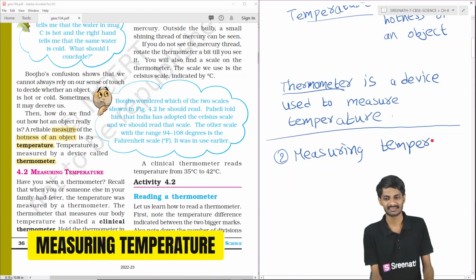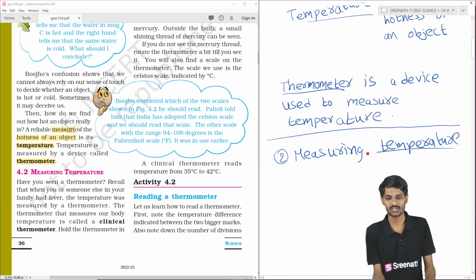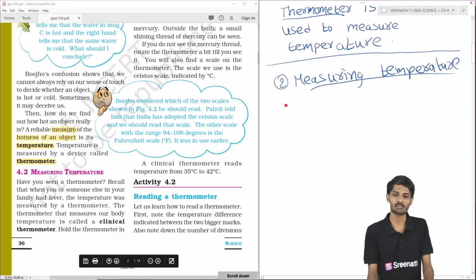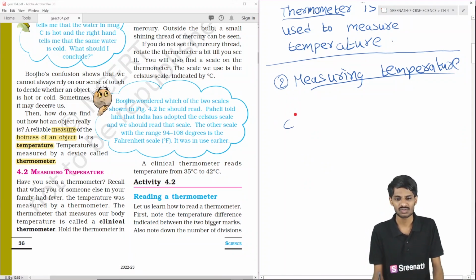Okay, students, how to measure the temperature? There are some thermometers, students. We will measure the temperature by using a thermometer. There is the clinical thermometer, and next there is the normal thermometer, students.